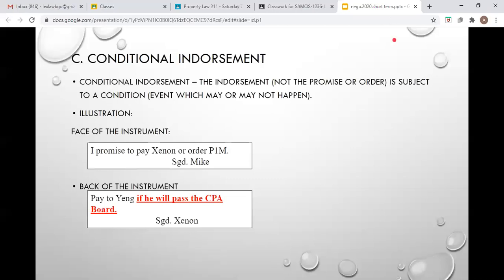Or what we call as accion in rem verso. Maalala niyo yun? Accion in rem verso. Or an action to recover what has been unjustly delivered. So, mas applicable siya, yung accion in rem verso as compared to solutio indebiti. Kasi nga, solutio indebiti, there has to be delivery by mistake. Pero dun sa accion in rem verso, it does not matter whether there has been delivery by mistake or not. Okay? So that's what we call now as our conditional endorsement.